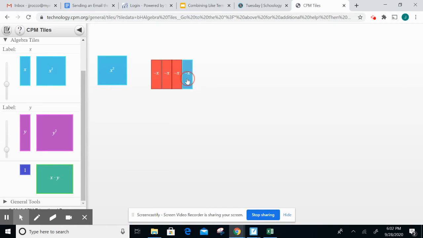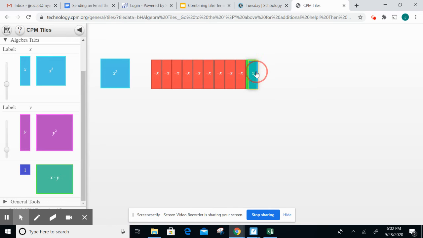These algebra tiles are really nice for certain things, especially with the mistake that a lot of us are making, which is to say this is the same as each of these. If you look at them, number one, obviously visually you can see they're different. One is a rectangle, one is a square. But think about this for a second. Why is this a square?